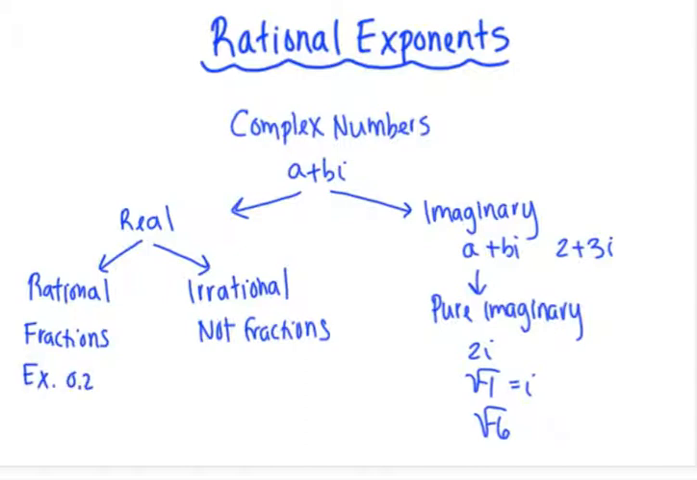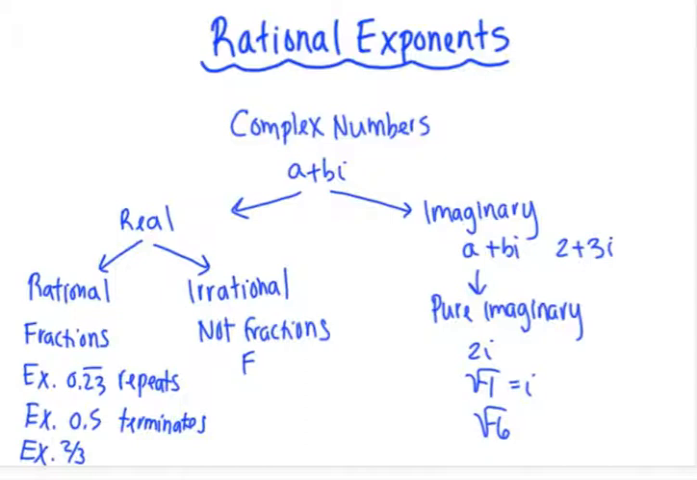For example, 0.23 repeated forever, 23, 23, 23, 23. That could be made into a fraction because it has a repeating pattern. Or 0.5, which terminates. Okay, that's the same thing as 1/2. So if a decimal repeats or it terminates, then you know that it can be made into a fraction and it's a rational number. Obviously, like 2/3 is a fraction, so that's a rational number.